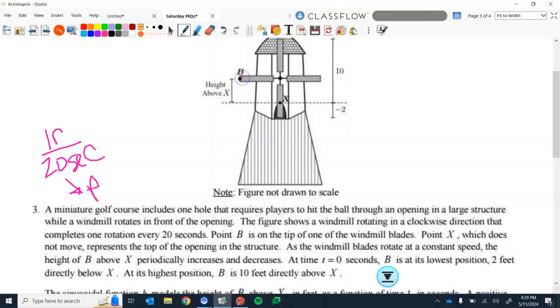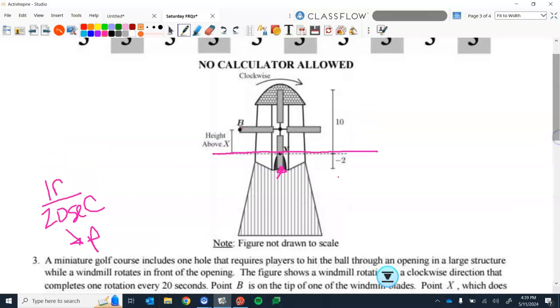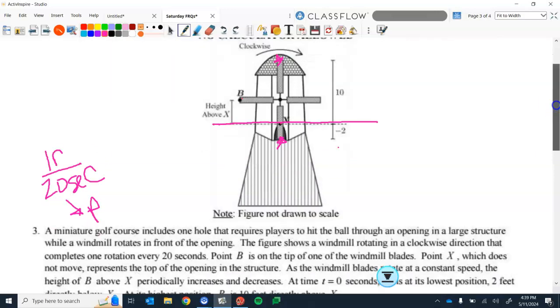Point B is on the tip of one of the blades. Point X, which does not move, represents the top of the opening of the structure. As the windmill blade rotates at a constant speed, the height of B above X periodically increases and decreases. At time t equals 0, B is at its lowest point, 2 feet directly below X. At its highest position, it's 10 feet above X.